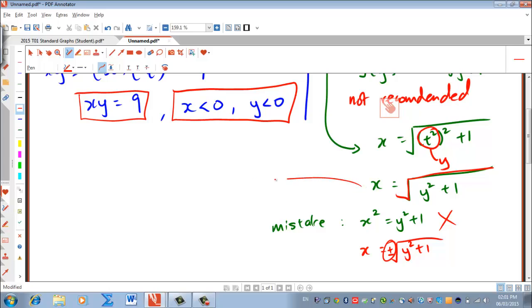So in this case, the Cartesian equation will need to be just involving the positive root of y squared plus 1. That's the end of the solution.